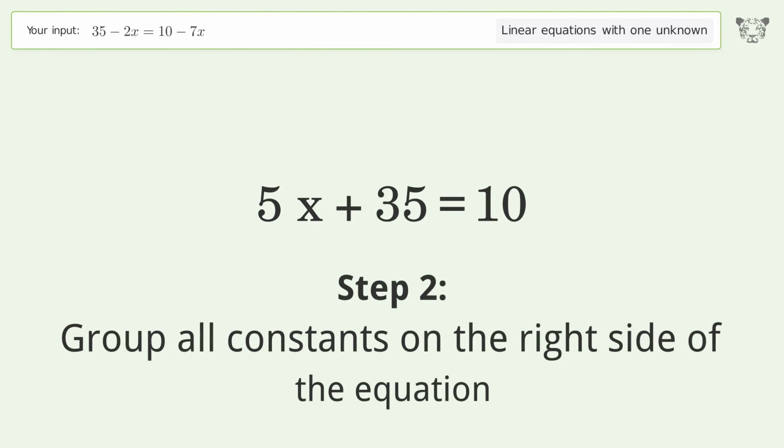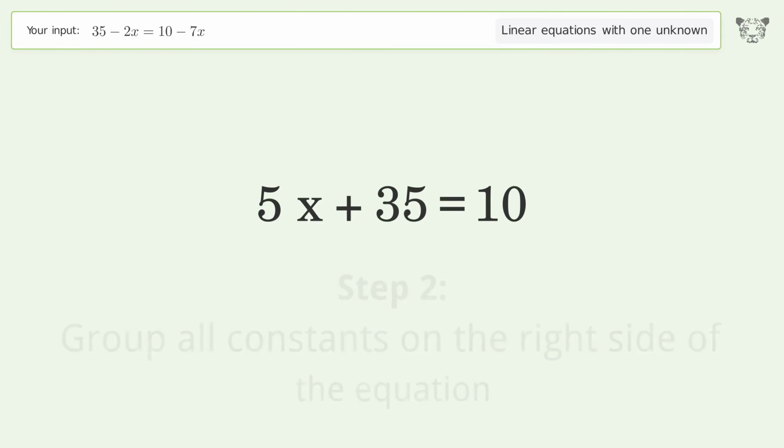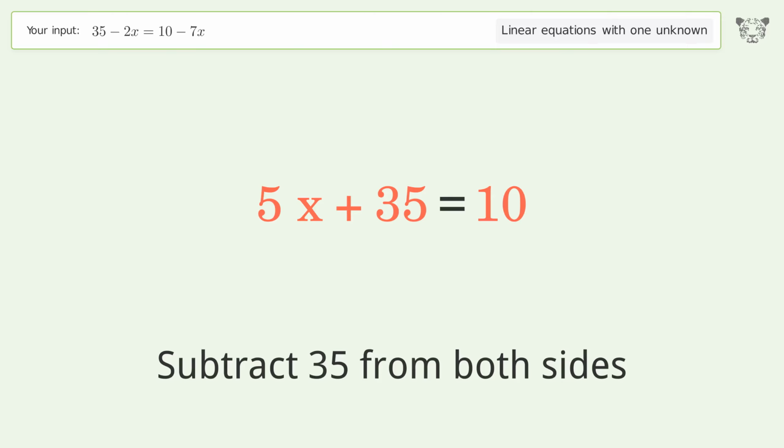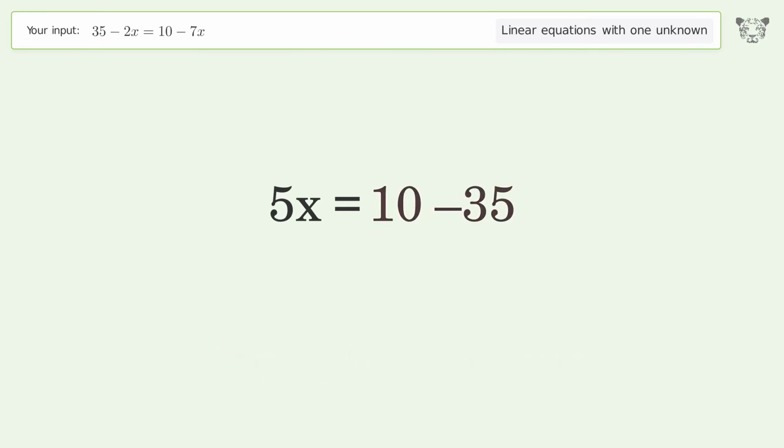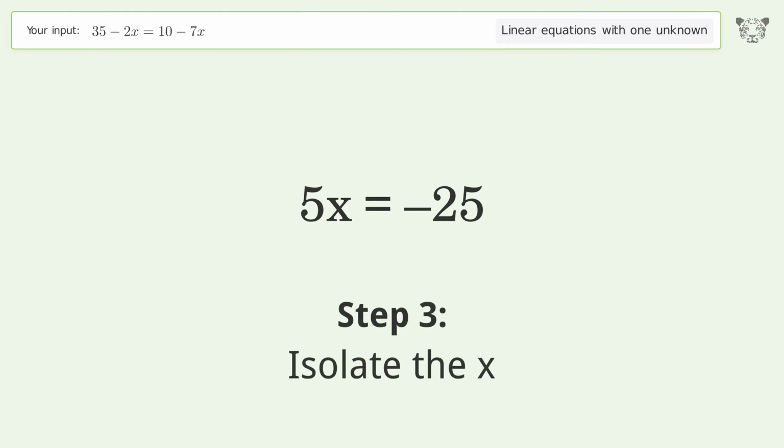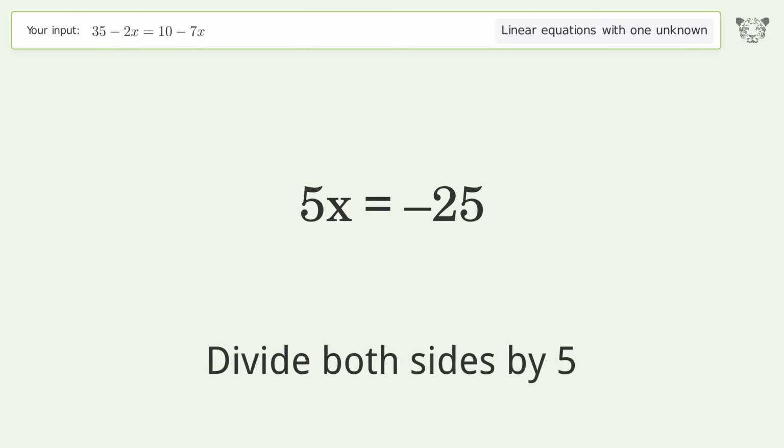Group all constants on the right side of the equation. Subtract 35 from both sides. Simplify the arithmetic. Isolate the x. Divide both sides by 5.